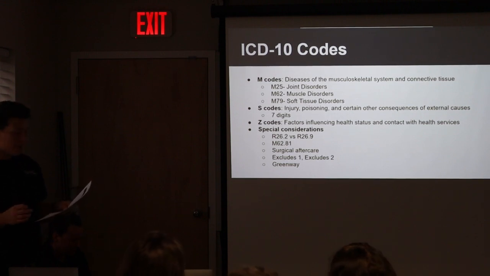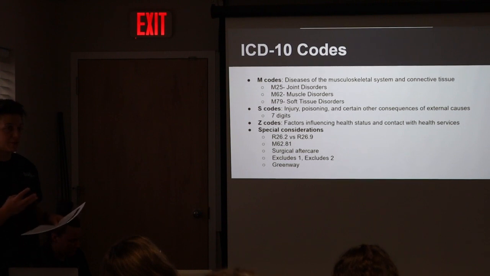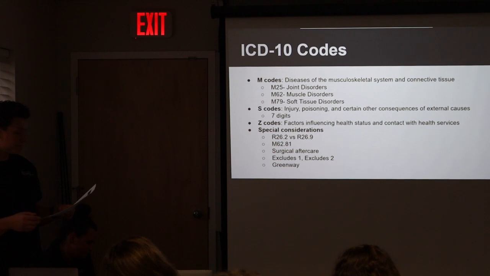But then it's going to follow the same thing. So M62.5 is going to be disuse atrophy, so that's 4 digits. The 5th digit is going to be the body region. So 1 is shoulder, 2 is elbow, 6 is knee. And then, again, laterality, 1 is right, 2 is left.